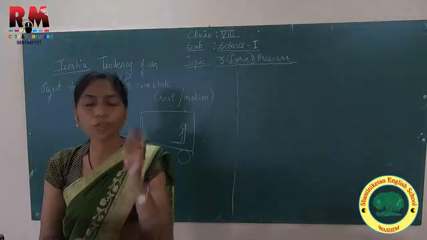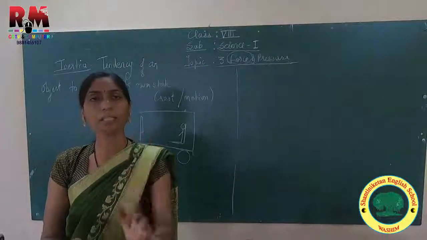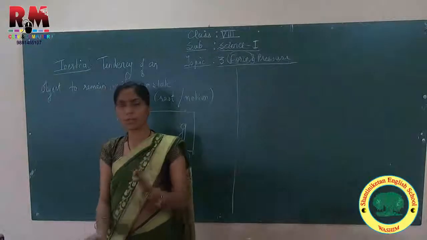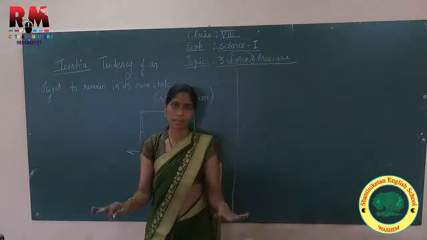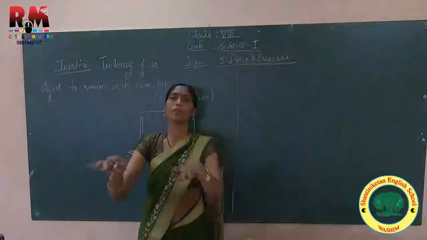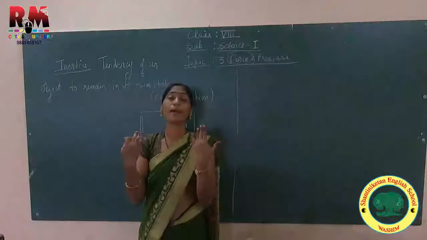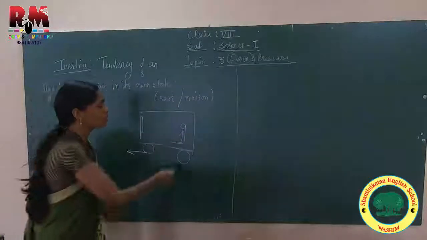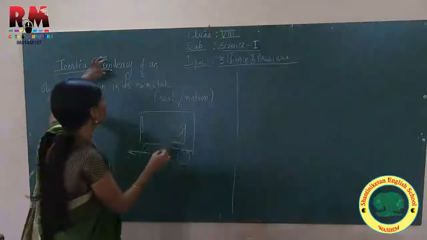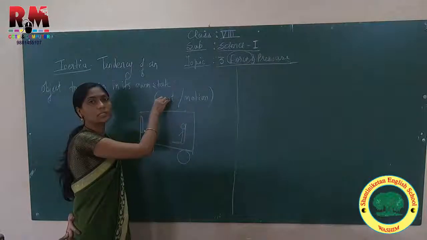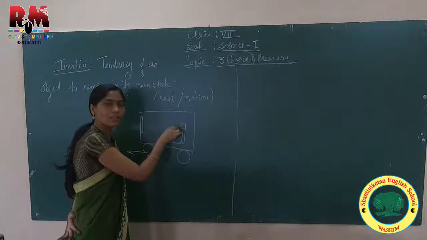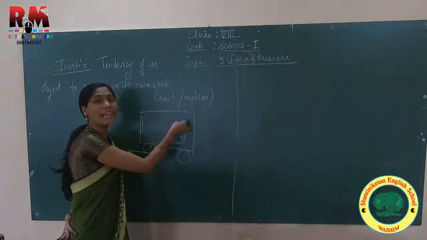Please experience or imagine what I am saying. Imagine that you are sitting in a bus. You are at rest. The bus is also at rest. That's why you are also at rest. Suddenly the bus will start. You will get which jerk? Backward jerk. Why are we getting a backward jerk, children? Because the object's tendency is to be in its own state. Which state? It was at rest. So its tendency will be to be at rest.